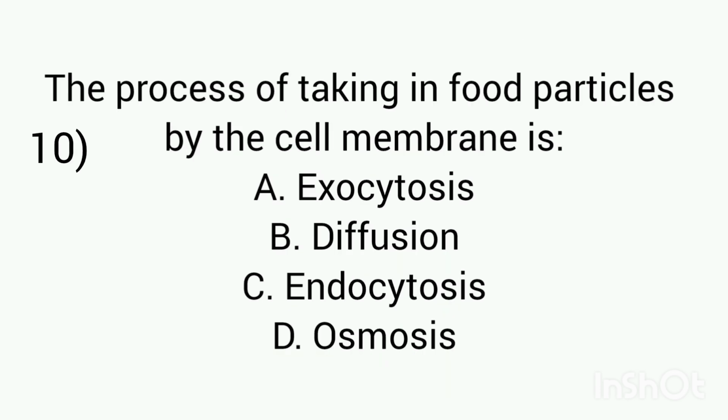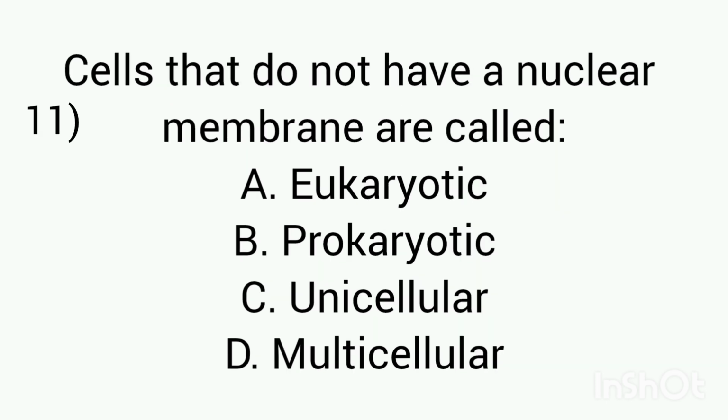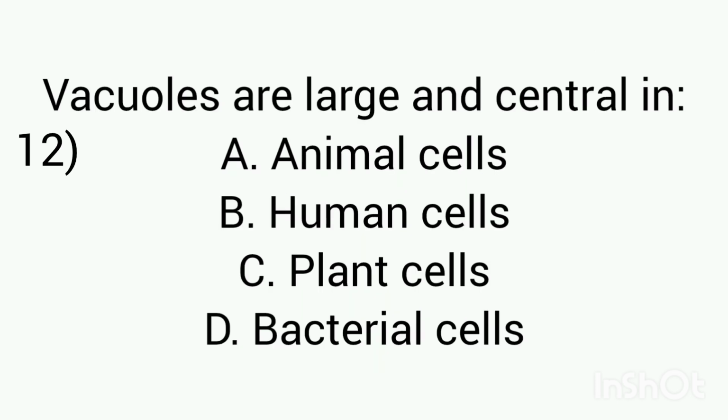The process of taking in food particles by the cell membrane is A. Exocytosis, B. Diffusion, C. Endocytosis, D. Osmosis. Cells that do not have a nuclear membrane are called A. Eukaryotic, B. Prokaryotic, C. Unicellular, D. Multicellular. Vacuoles are large and central in, options: A. Animal cell, B. Human cells, C. Plant cells, D. Bacterial cells.